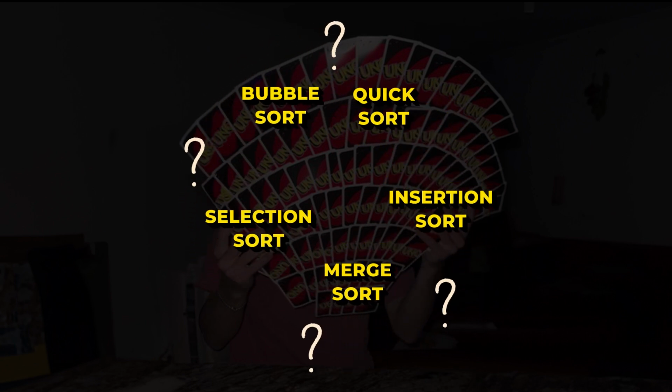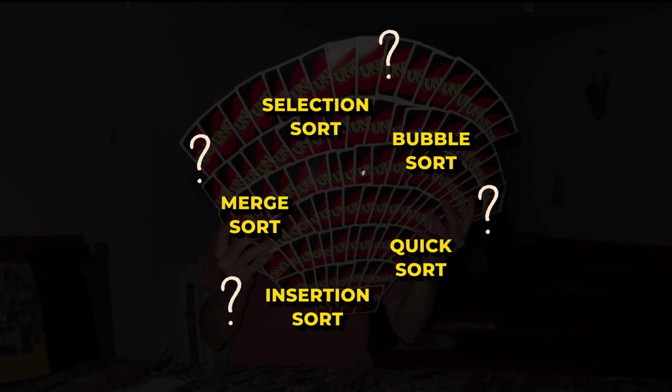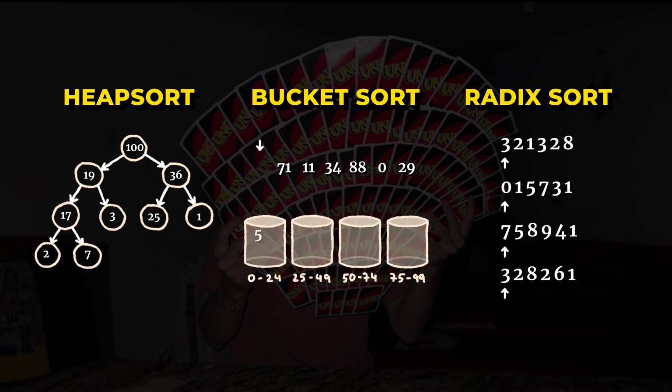There are a lot of different and interesting sorting algorithms, like heap sort, bucket sort, or radix sort. But this video is already too big for them. Let me know in the comments if you want to learn about them.